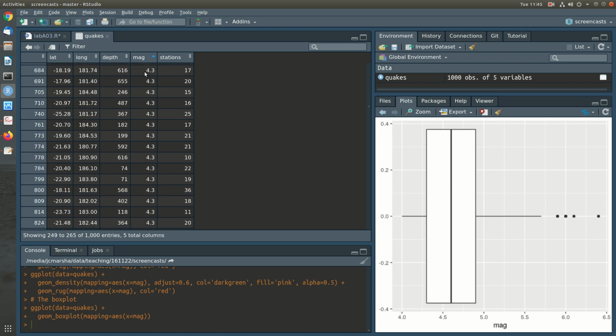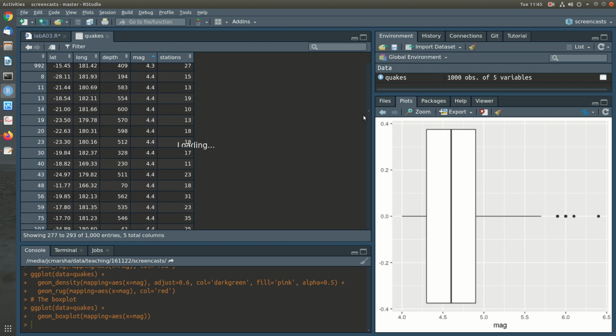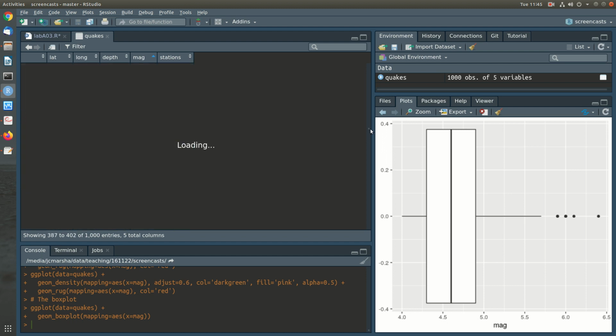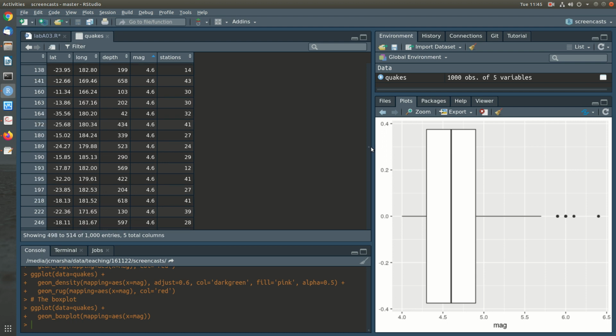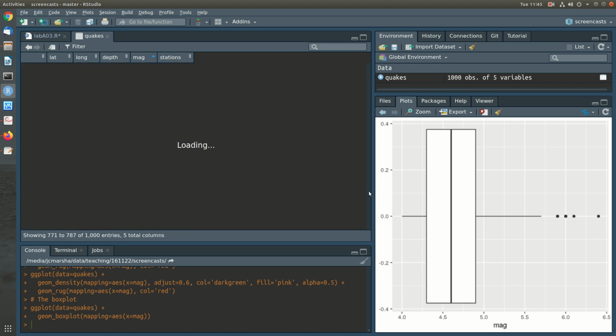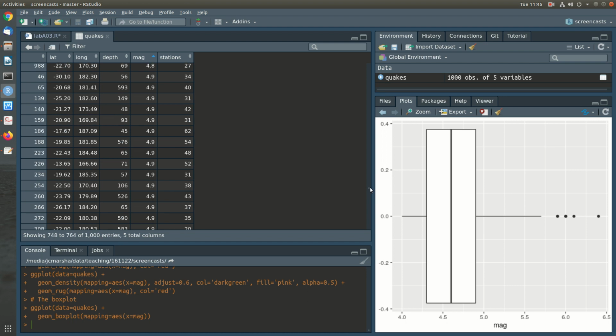Right, so this must be observation 250, so 4.3 would be the lower quartile, which is where the edge of that box is. The median would be halfway through, so if we go down to observation 500, it has magnitude 4.6, so that's where the median line is. Then the upper quartile will be 3/4 of the way through, observation 750, which is 4.9, which will be that line there. So that's what the box plot shows.